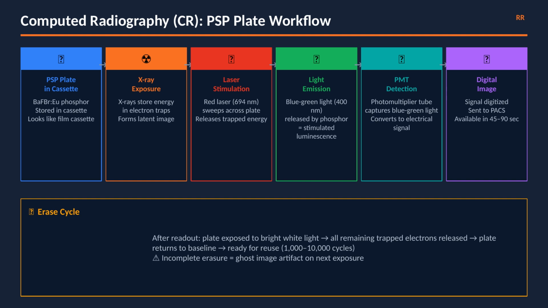Step 5, a photomultiplier tube captures the emitted blue-green light and converts it to a measurable electrical signal. Step 6, the electrical signal is digitized and sent to the PACS. The image appears in approximately 45 to 90 seconds. At the bottom of the diagram, the erase cycle. After readout, the plate is flooded with bright white light.